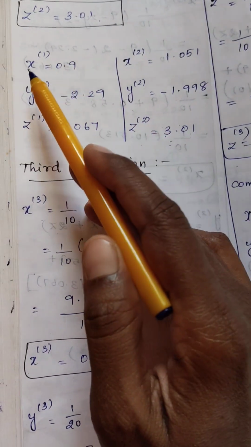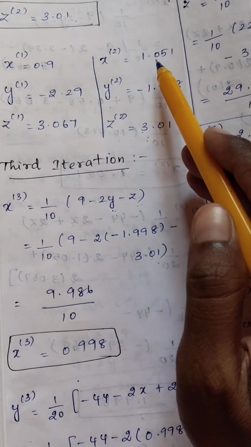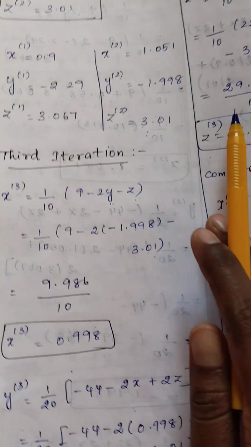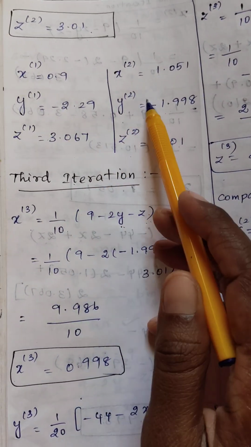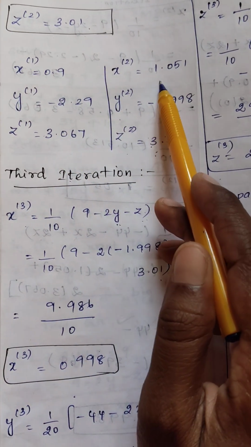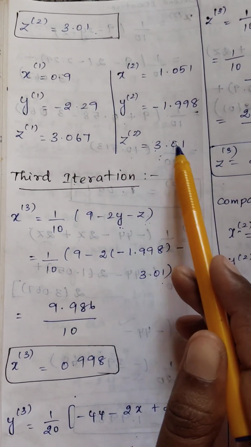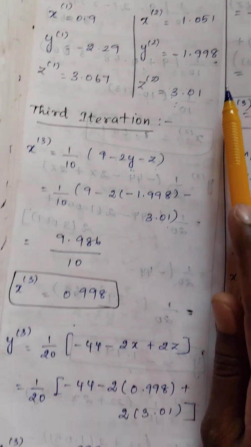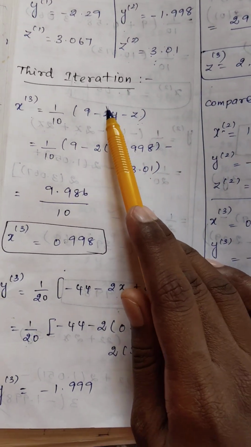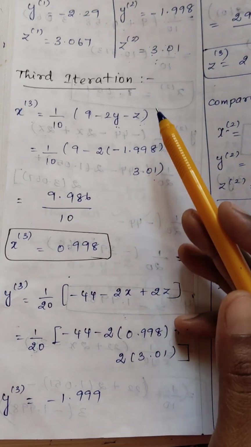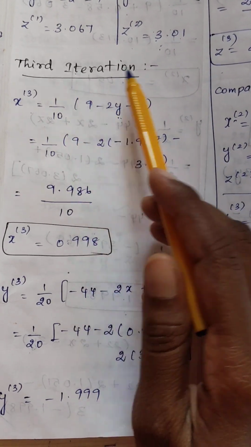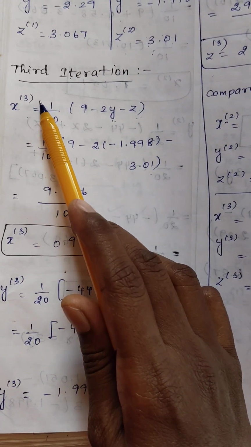So here x power 1, y power 1, z power 1 and x power 2, y power 2, z power 2. Can we compare these? 0.9, 1.051, second value and third value. The both iterations are similar. So now we are going to see the third iteration for a better similarity.